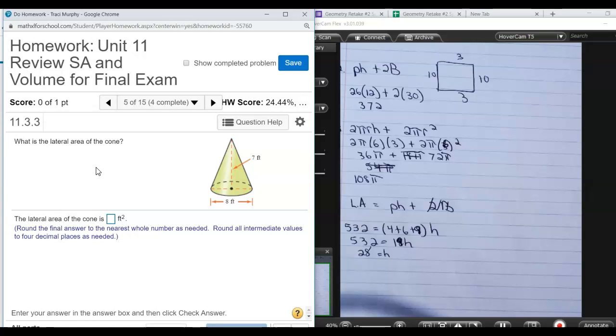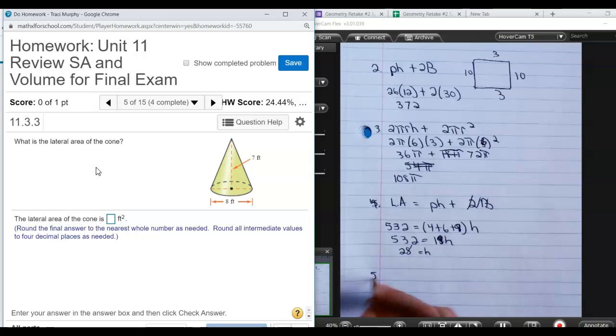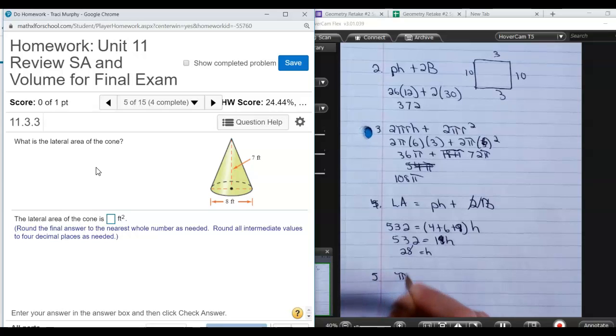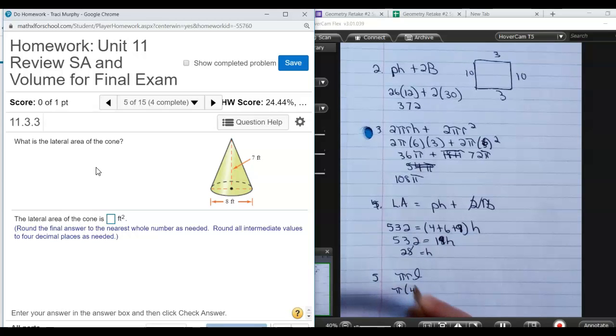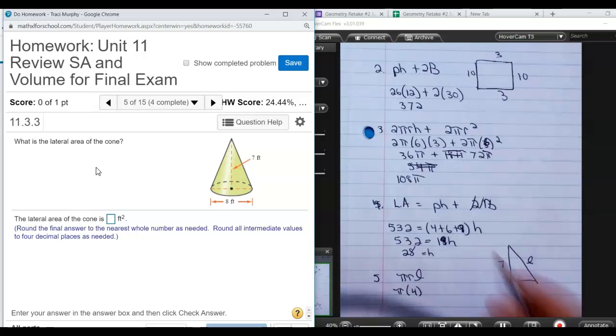Okay, we're looking for the lateral area of the cone. So again, look at your formula sheet. Lateral area of a cone is pi rl. In this particular case, we have a radius of 4. We don't have the slant height. So we've got this is 4, this is 7. We need to go use the Pythagorean theorem to find that slant height.